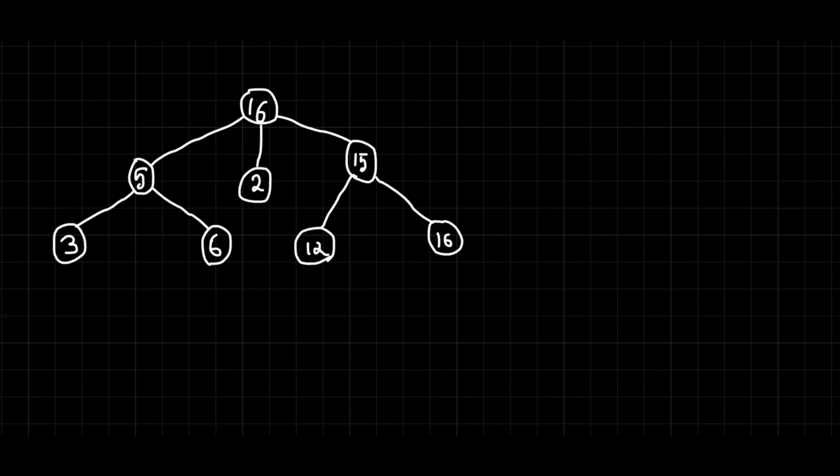To understand the algorithm, we have taken this example. Here, the root value is 16, which has 3 children, 5, 2, and 15. 5 also has 2 children, 3 and 6, and 15 also has 2 children, 12 and 16. Now, as we have to find the level order traversal, we have to use the breadth first search technique.